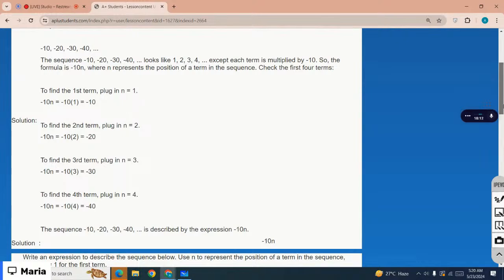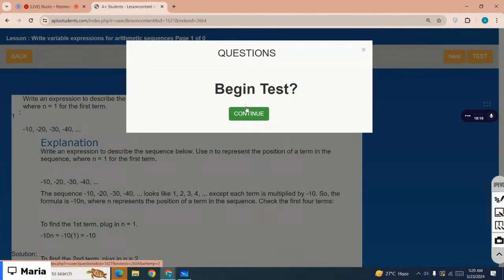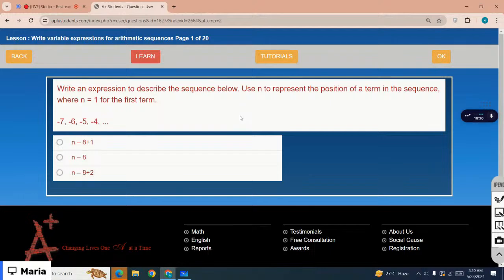Let's just start with the test questions. Write an expression to describe the sequence below. Use n to represent the position of a term in the sequence where n equals 1. You are also given the options, which makes this very easy. The correct option is n minus 8.